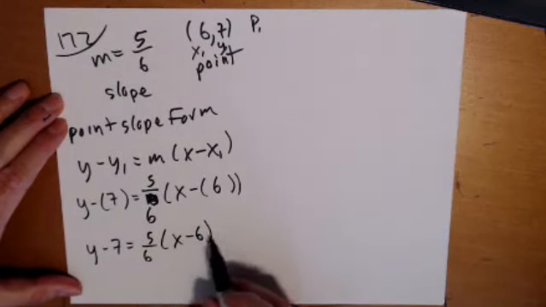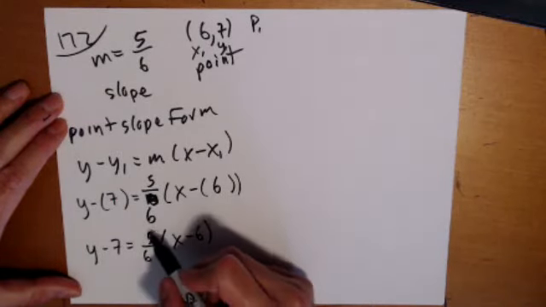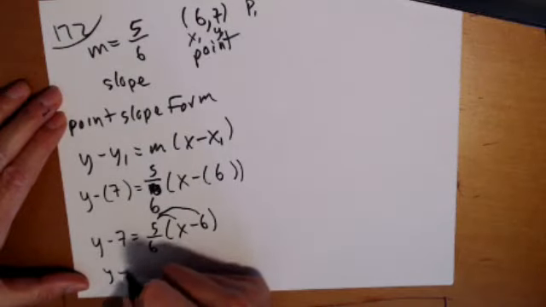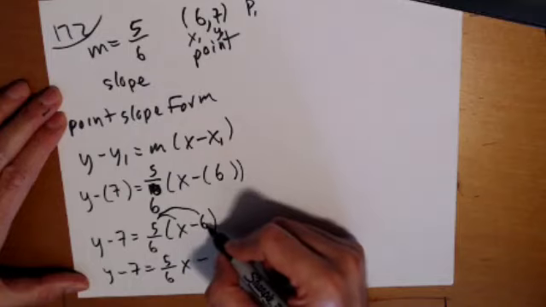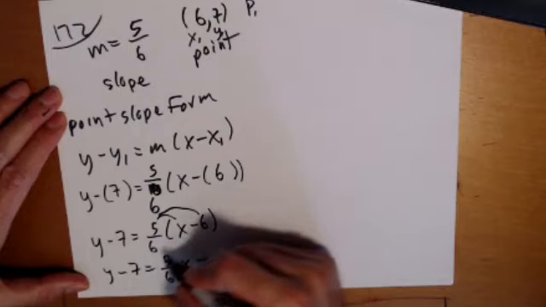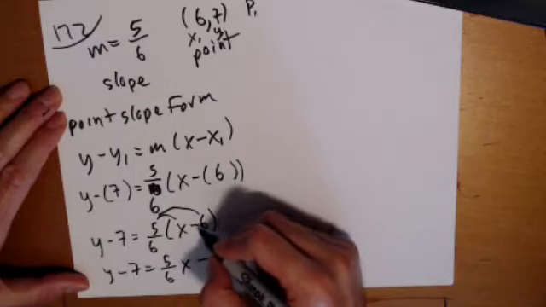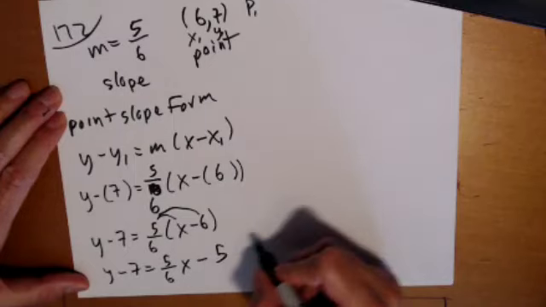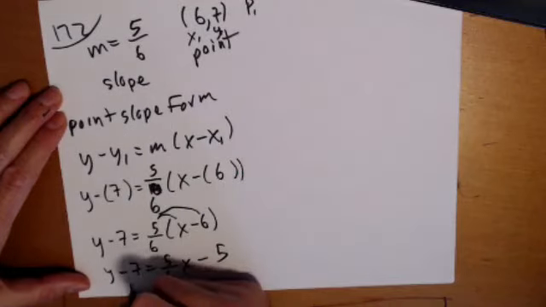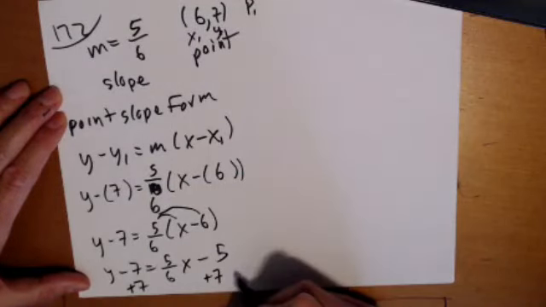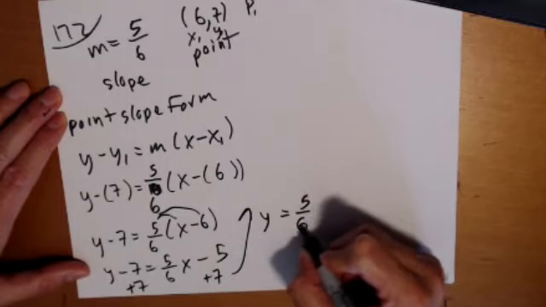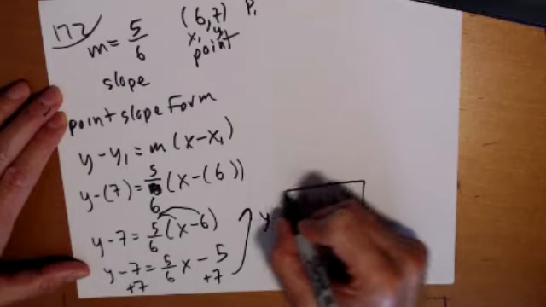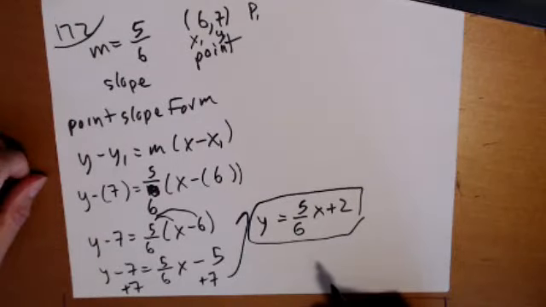Let's distribute the 5/6 to each of them. So y minus 7 equals 5/6 x minus 5/6 times 6. See how the 6's would cancel? Make sure you're cool with this. 5/6 times 6 minus 6 is just minus 5. Make sure you're cool with that. Add 7 to both sides, and we should get that y is equal to 5/6x plus 2. That's the equation in slope-intercept form.